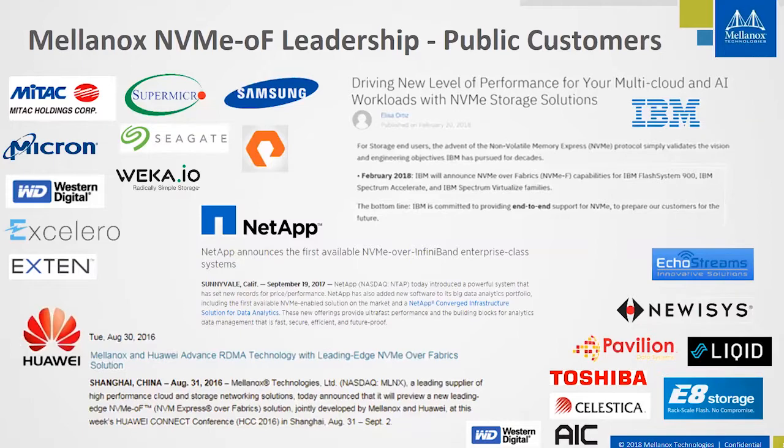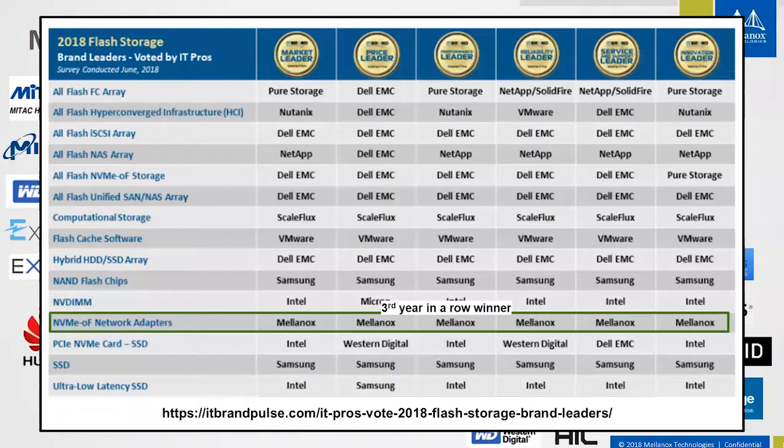If you could go forward, do the next build on this slide. We believe Mellanox was out there pretty much first in the world of NVMe over Fabrics for Ethernet and InfiniBand. And we've gotten some awards for it at Flash Memory Summit, from IT Brand Pulse. We were announced as the brand leader for NVMe over Fabrics networking adapters. They had many categories, but in the networking adapters, Mellanox took it across the board. Okay, move forward. Next build.